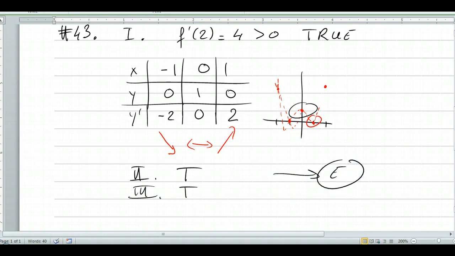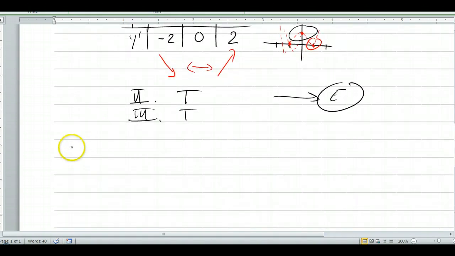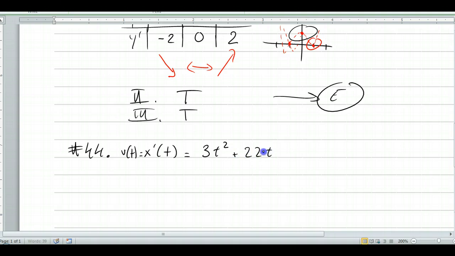Okay, let's look at 44. Almost done, two more questions. 44. The particle moves along the x-axis so that its position at any time is given by the function shown. For what value of t is the velocity negative? This is a pretty straightforward question. We know the velocity is the derivative of the position function. So let's differentiate 3t squared plus 22t.